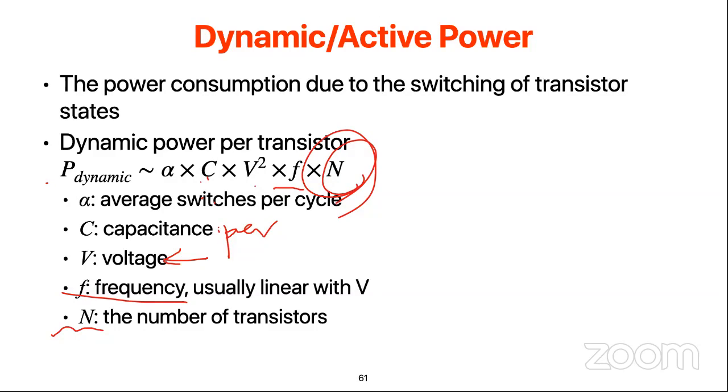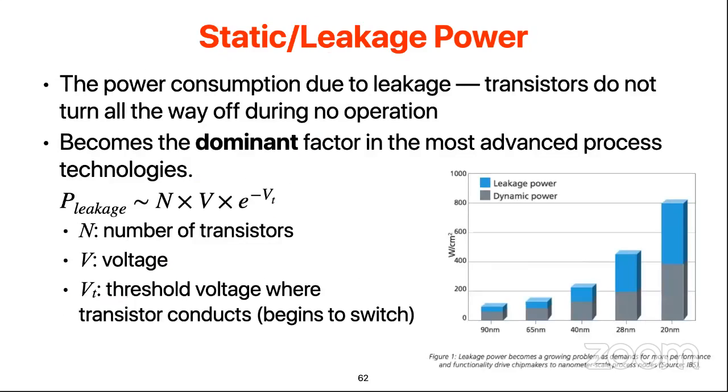So that's the dynamic power. This part is related to the frequency of your processor. However, there's also another part of power called static leakage power.